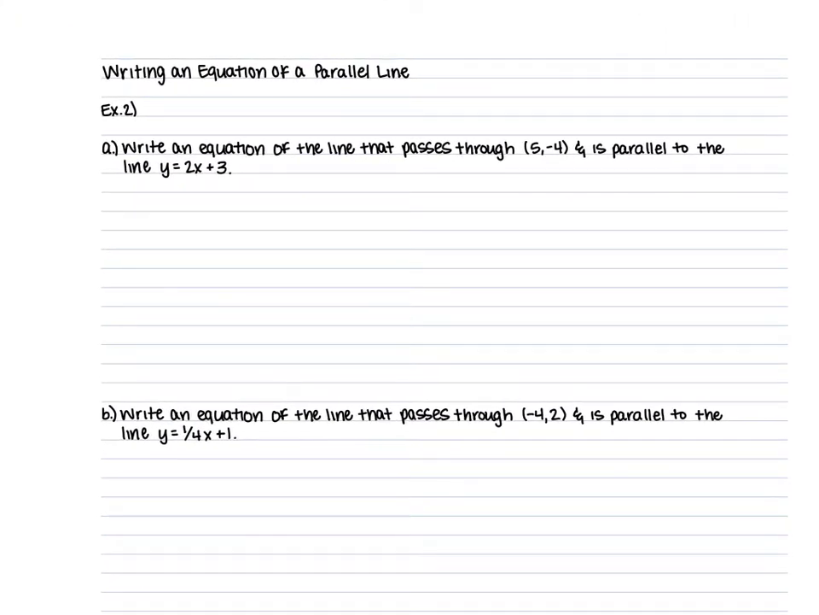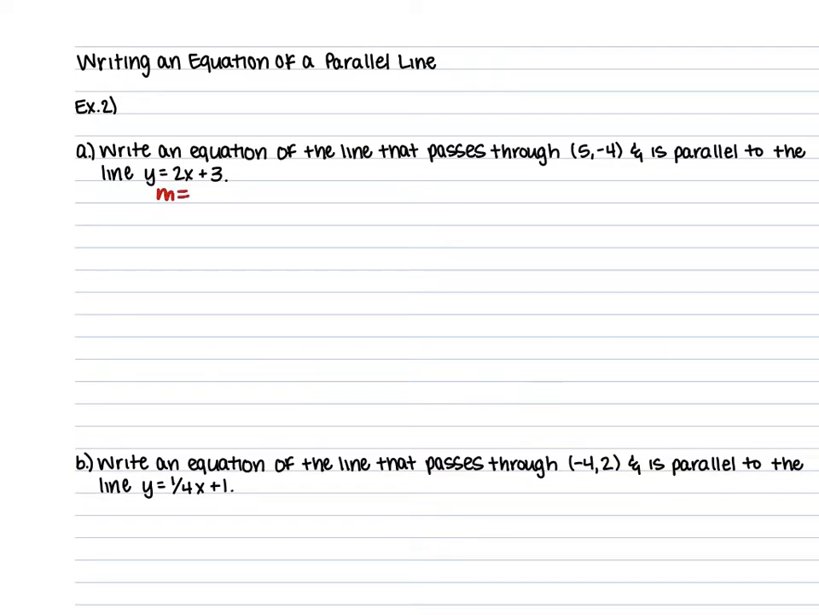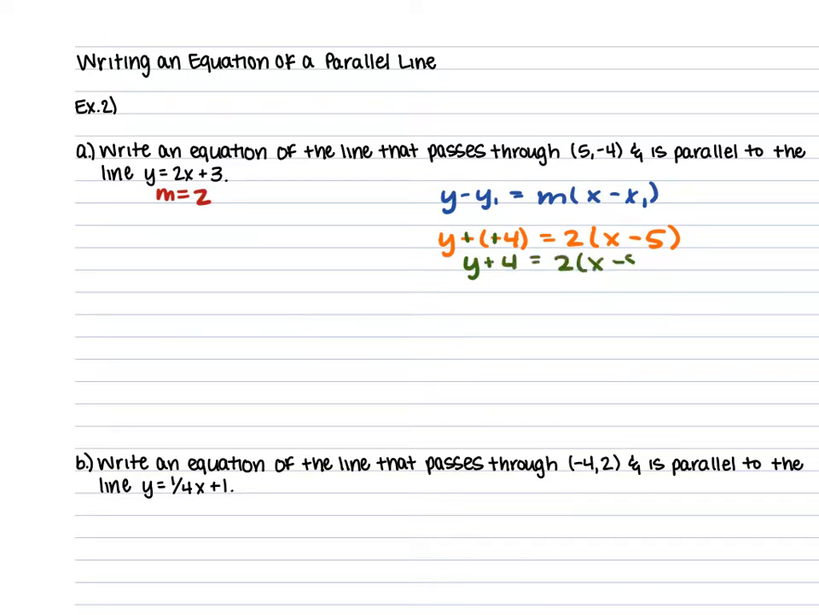For example 2a, we're writing the equation of a line that passes through 5, negative 4, that is parallel to the line y is equal to 2x plus 3. So our slope for this line that we are given in slope-intercept form is 2. And since it passes through 5, negative 4, we're going to use point-slope form. So y minus y1 is equal to slope times x minus x1. So this is going to be y minus negative 4 is equal to 2 times x minus 5. We are going to add these two, so y plus 4 is equal to 2 times x minus 5.